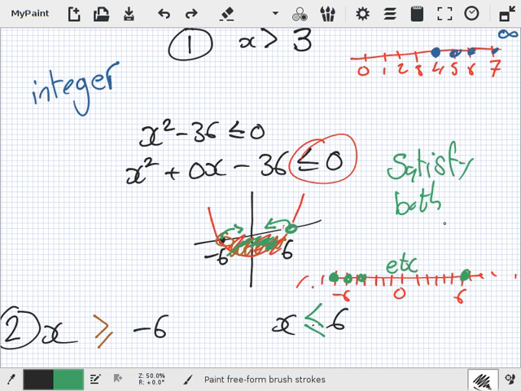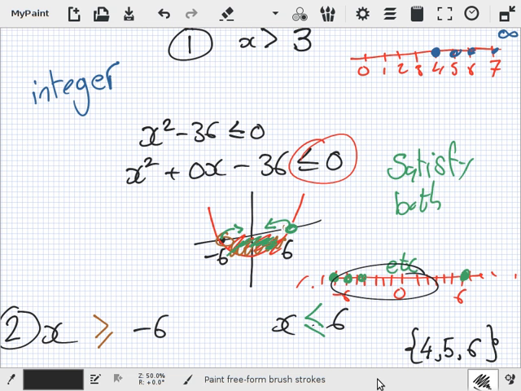Well, 6 will definitely work in both. Yeah, so I'll write down 6. What else? 5 will work in both. What else? 4 will work in both. Anything else? No. Because I kind of have to stop at 4. Even though there are more answers here, I can't go past 4. So my answers are 4, 5, and 6. These are the integers that satisfy both problems.